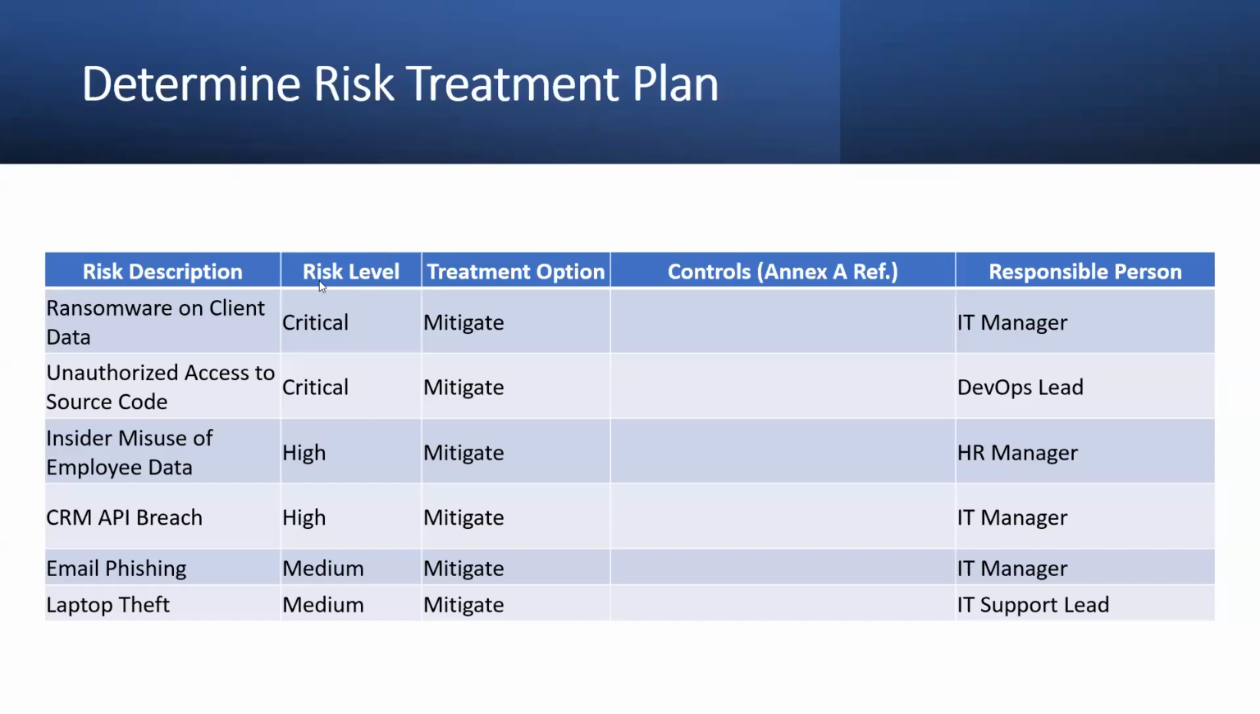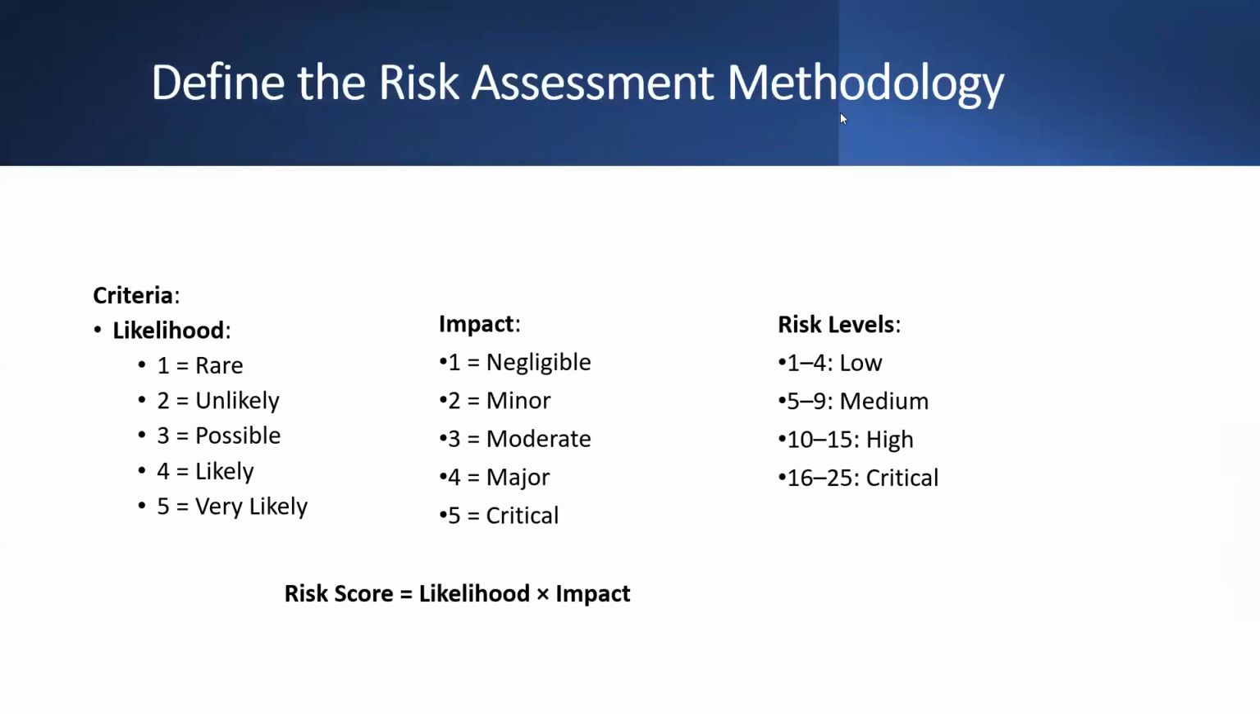Now, once I have determined the treatment plan, what will be my next step? So what I have done from the start, how I have done the risk assessment: first we set up the methodology. Which methodology am I using? I'm simply going with a 5 by 5 matrix. I have set up criteria on a scale of 1 to 5, and the impact also on a scale of 1 to 5, and based on this we will be calculating the risk level: low, medium, high, and critical.